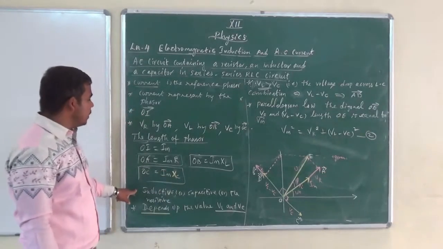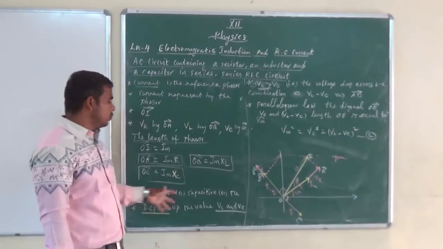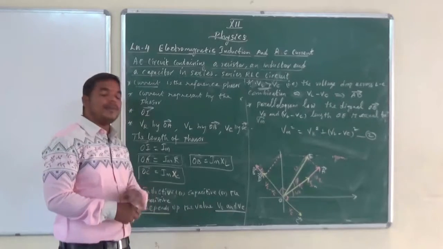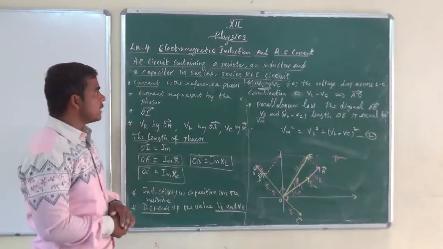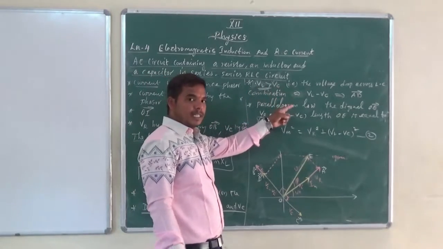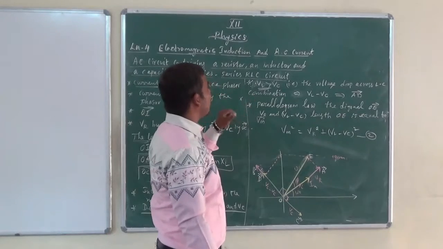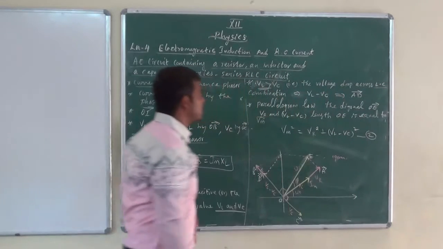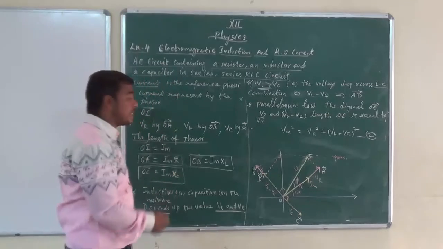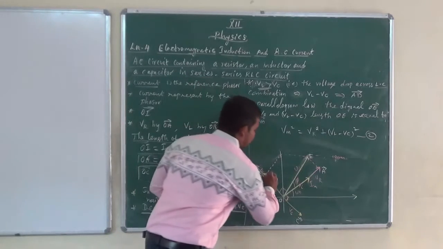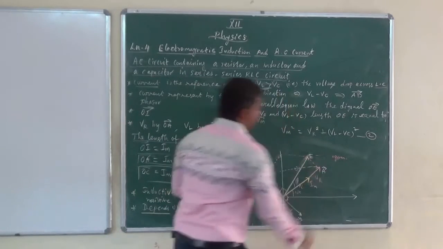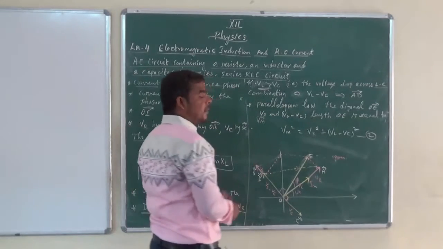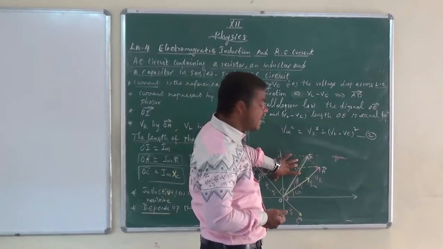Whether the circuit is inductive, capacitive or resistive depends upon the values of VL and VC. Let us assume now VL greater than VC. So the voltage drop across the inductor and capacitor combination is VL minus VC, represented by the AD vector. Now we can apply the parallelogram law in the diagram.